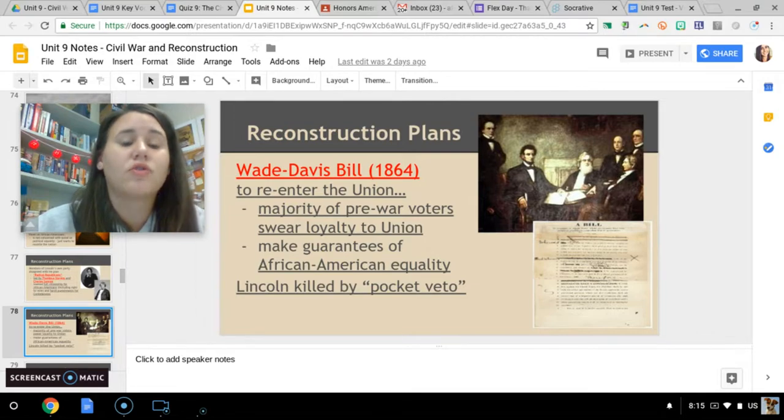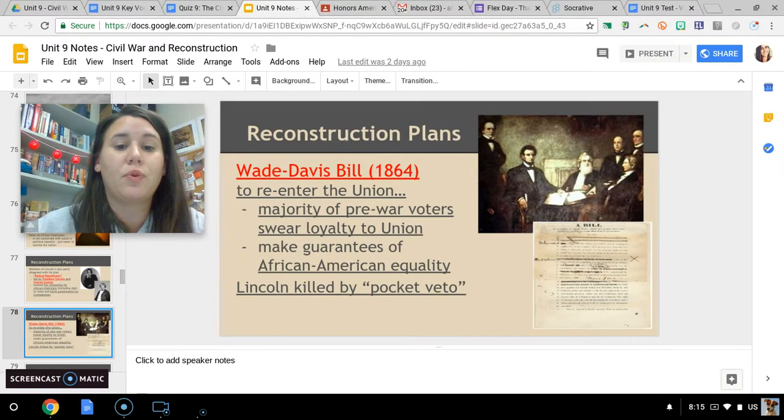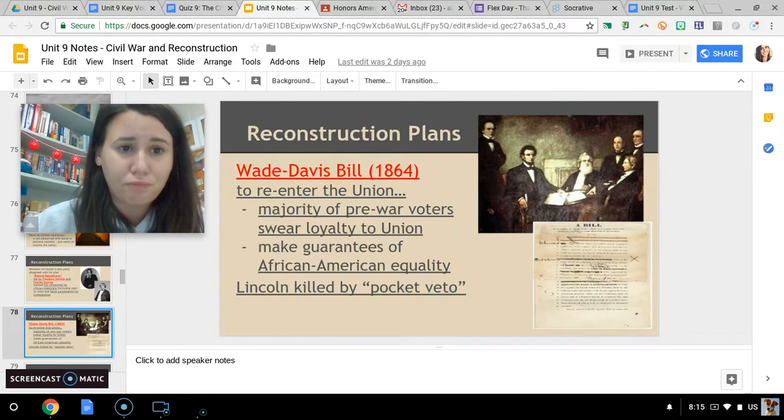The Radical Republicans' plan for bringing the Union back together was the Wade-Davis Bill. They put this before Congress in 1864, before the war was even over, saying that a majority, at least 51% of pre-war voters had to swear loyalty to the Union and also rewrite their constitutions to make guarantees of African American equality. So not just abolishing slavery, but also guarantees for equality. Obviously, it's going to be a lot harder to get the South on board with this plan.